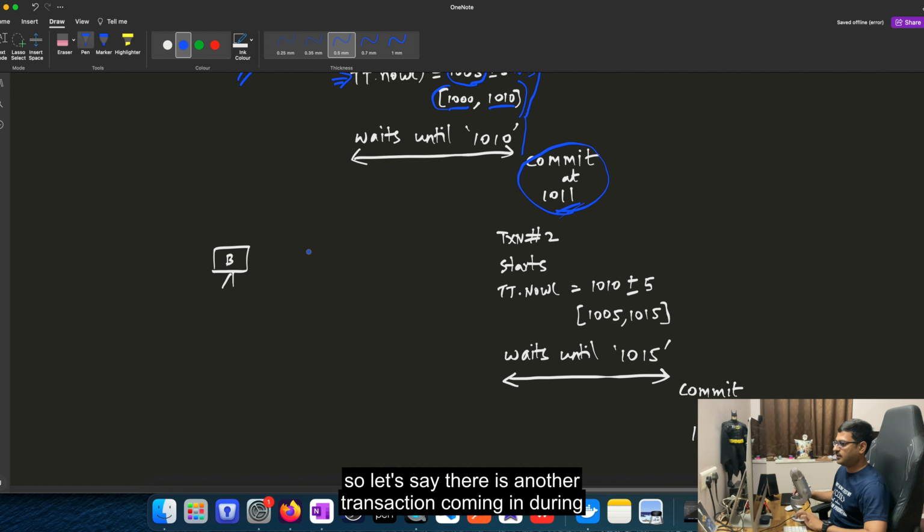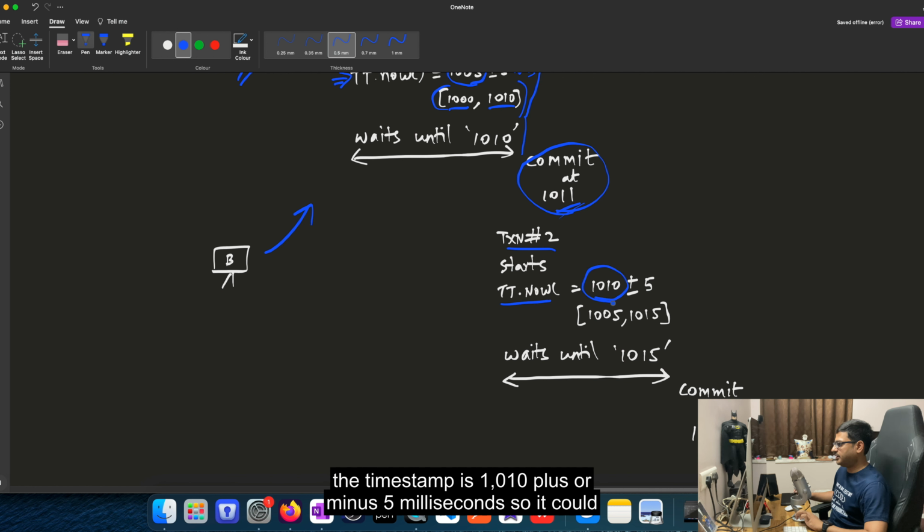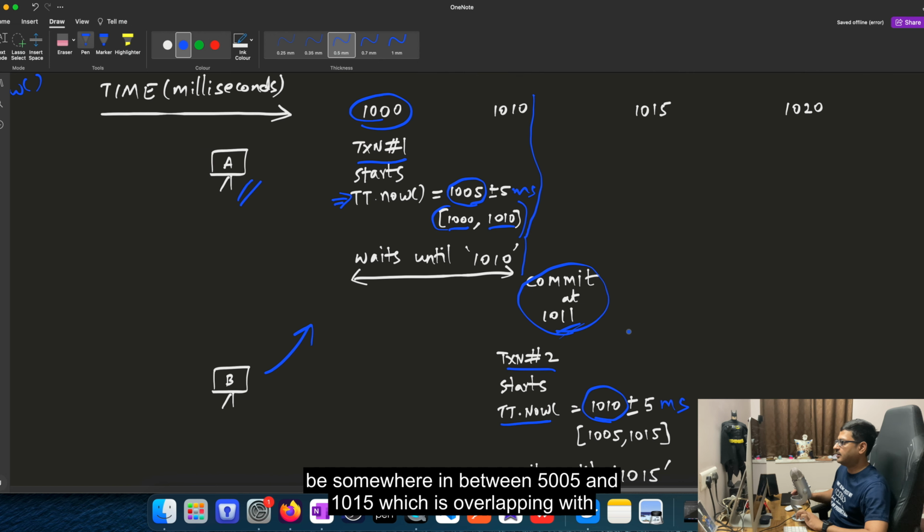Let's say there is another transaction coming in during this operation, coming in from node B. Maybe there is some synchronization happening with transaction 2. Again, at this point, we ask the TrueTime server, hey, what is the timestamp now? It will respond by saying the timestamp is 1010 plus or minus 5 milliseconds. So it could be somewhere between 1005 and 1015, which overlaps with the 1000 to 1010 range. Let's say this whole thing is happening during this operation.